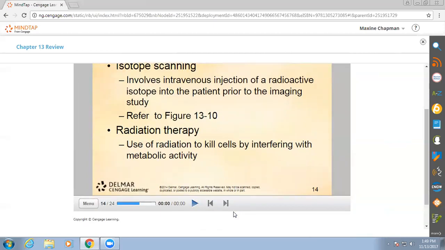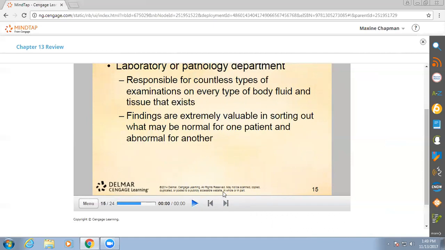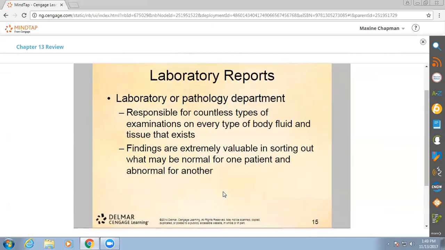Radiation kills cells by interfering with their metabolic activity. So of course they use radiation when someone has cancer. They want to keep it from spreading, so they basically kill it.